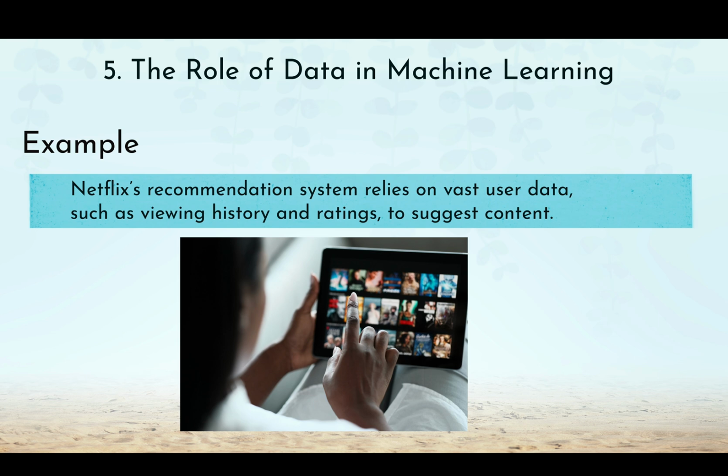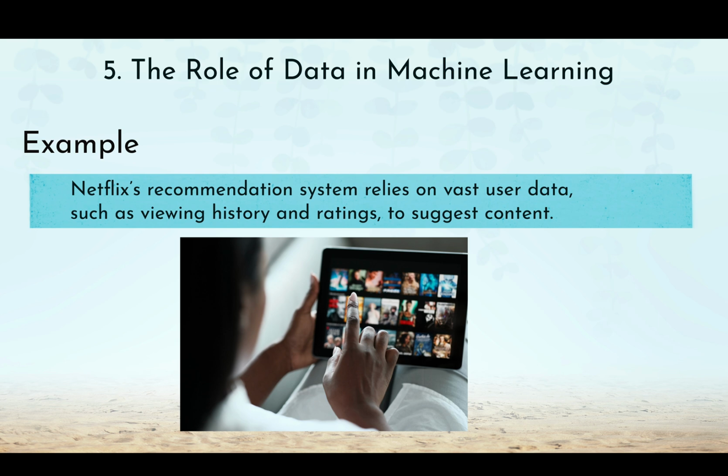Example. An example of the importance of data in machine learning is Netflix's recommendation system, which relies heavily on vast amounts of user data. The system collects information such as users' viewing history, ratings, and even interactions with content, e.g., likes, dislikes, and watch duration.